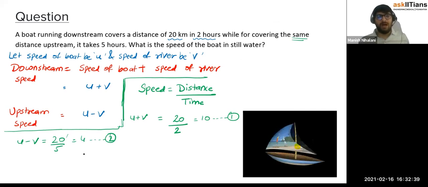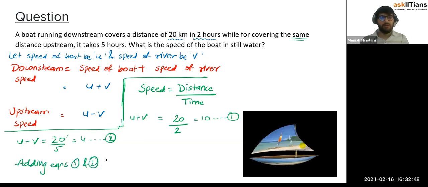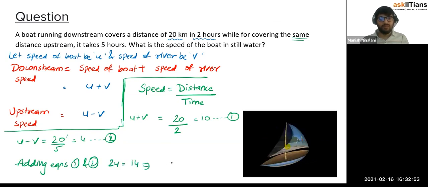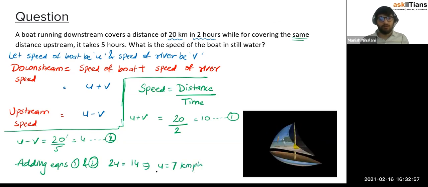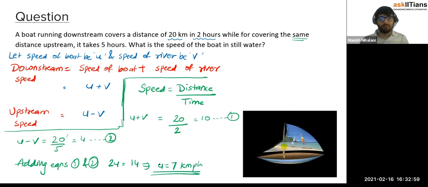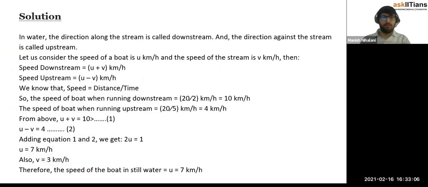So you would just add these two equations and get the answer for u. So adding equations 1 and 2, what do we get? 2u is equal to 14, which implies u is equal to 7 kilometers per hour. Right, this is what it is about. And yes, we are getting the speed of the boat as 7 kilometers per hour.